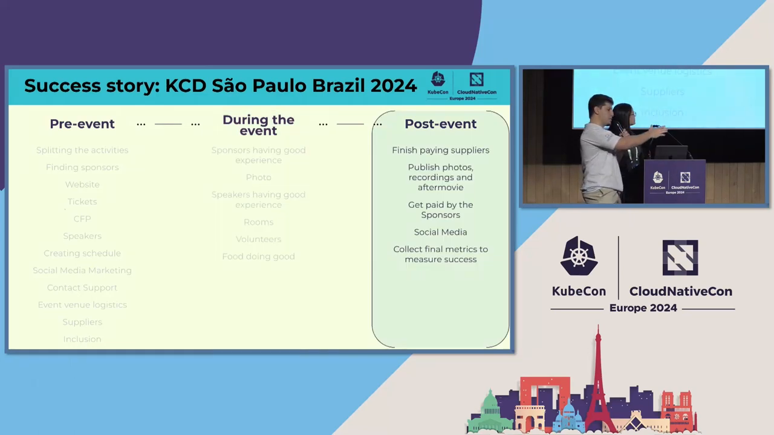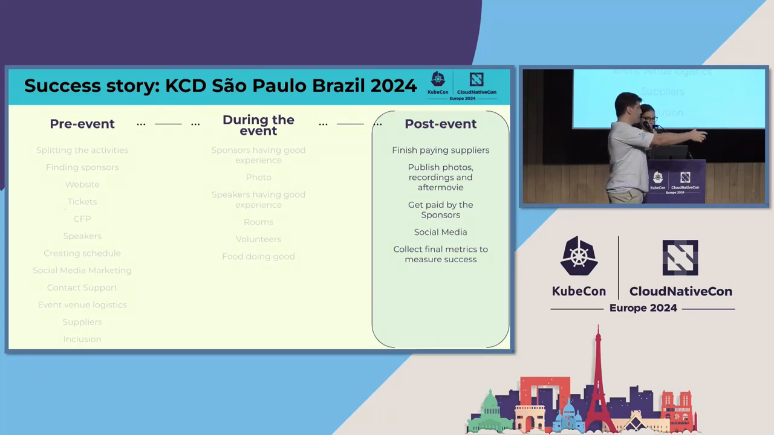Everyone is happy. The event is finished. Everyone goes home, but the organizers still remain here. We need to finish some things. Just make sure you finish paying your suppliers. Sometimes you hire people for security and these kinds of things. Make sure you pay them. Make sure you receive all your money from your sponsors, because sometimes they take time to give you the money that they need to give you.